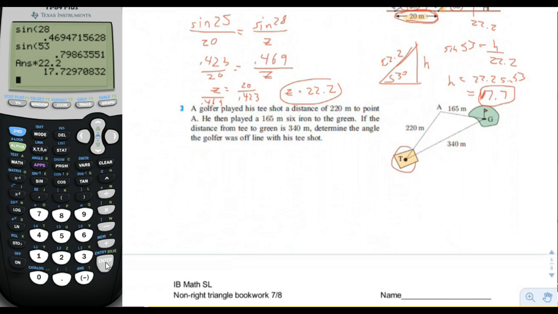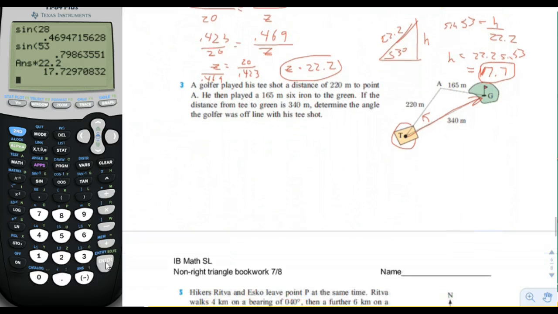The tee shot was the shot from here. So he wanted to shoot directly to the flag, but instead he shot a little bit to the left. What is that angle? Well, we know all 3 sides to this triangle. So I think this is definitely a candidate for law of cosines.